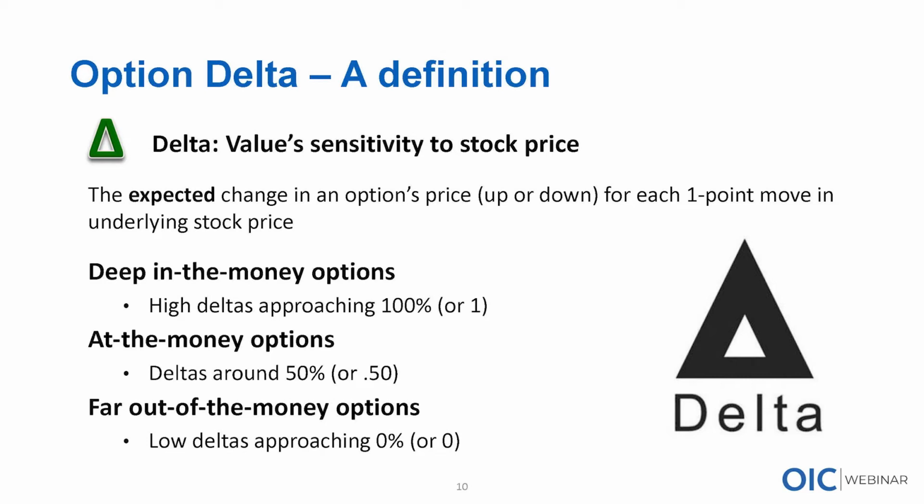Now, delta is your option's sensitivity to a 1-point move in the underlying stock price. So in other words, if the stock price goes up by $1 or down by $1, how is that going to affect my options position? So let's take, for example, a $100 stock. And we're going to look at a deep in the money call. So a $50 call with the stock trading at 100. That's going to be a very deep in the money call. That option has $50 of intrinsic value.